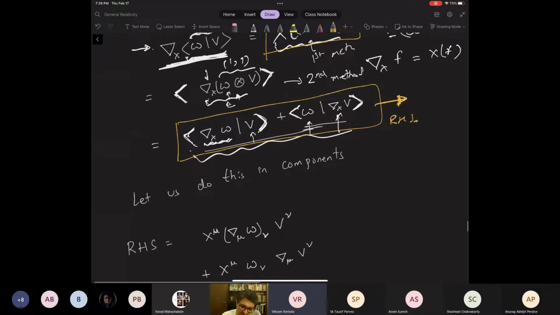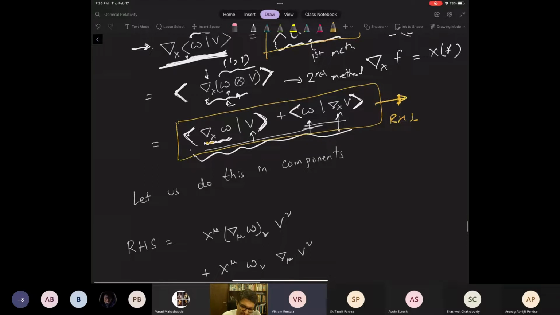So the right hand side is the derivative of x, w. That should be some dual vector, so we'll just write it in components. It should satisfy the linearity argument and so on for delta x, so I can pull out the x mu and write it as delta mu w. Whatever this dual vector is, I want the nu-th component of that. Then I take the inner product with v, which means I take a v nu here.